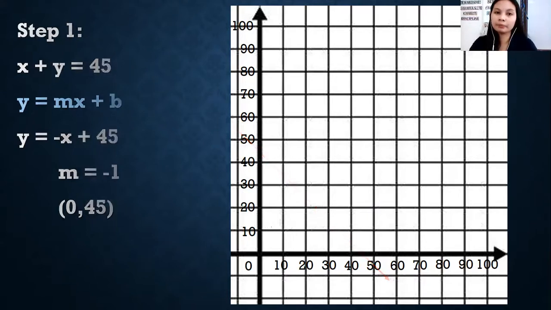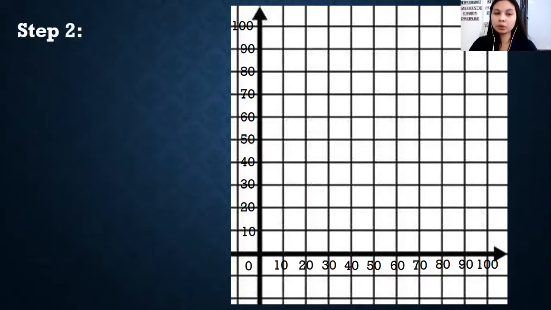So, next step. Ayan. So, step 2 naman. I-plot naman yung pangalawang equation, the y is equals to x plus 15. Di ba, ita-transform muna natin siya into y is equals to mx plus b. But, obviously, naka-transform na po siya into ganon. Okay? Y is into slope form po.